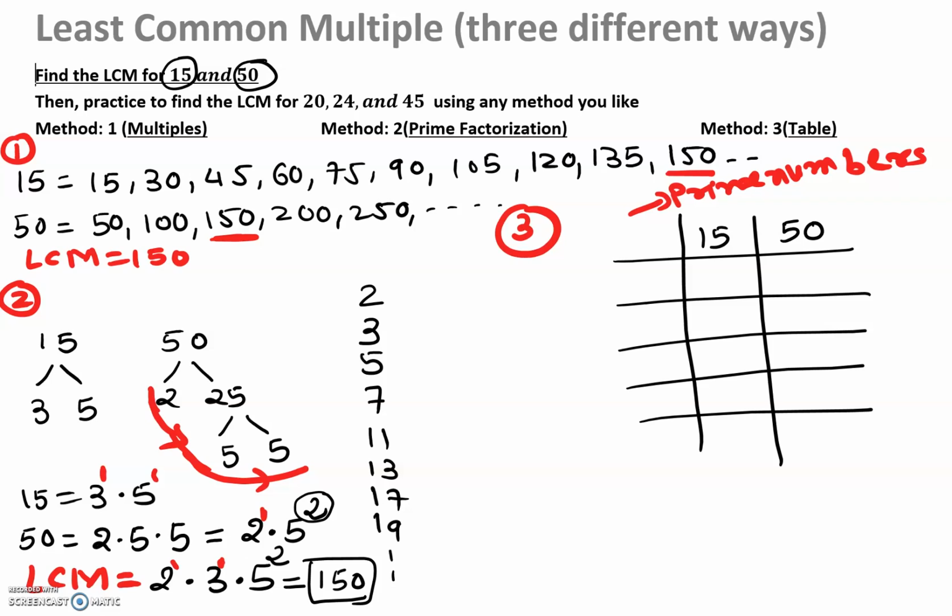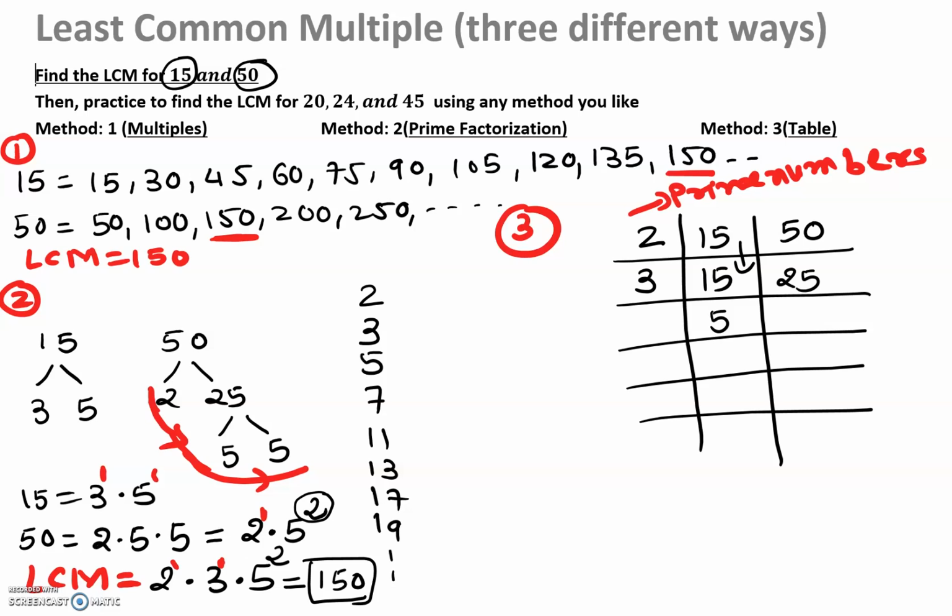So for instance, let's start with 2. 2 times any number gives you 15? No. Bring down 15. 2 times what is 50? 25. Can 2 still work for either one of the column numbers, 15 or 25? No. Let's try the next prime. 3. 3 times 5 is 15.